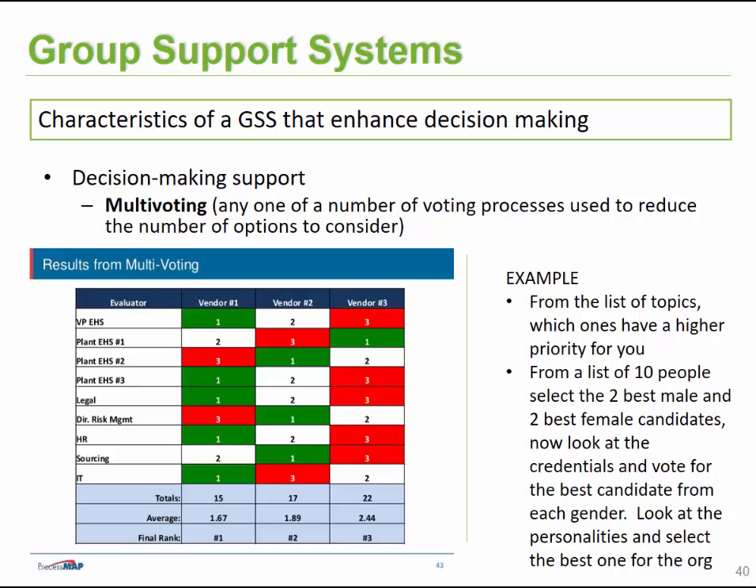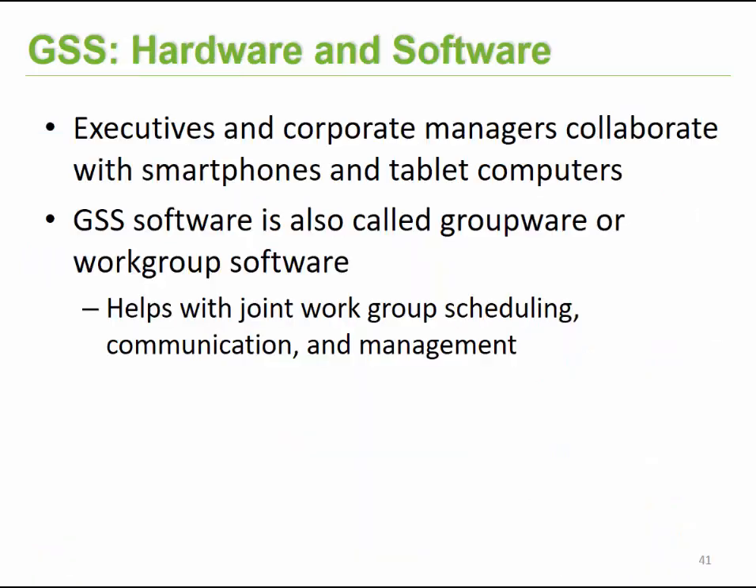Now, if we look at the hardware and the software associated with group support systems, we would find that in most cases, because people are mobile, our executives and corporate managers typically use smartphones and tablet computers. So you might find that there are various apps and programs that they need to access through their mobile devices. On the software side, we need to work with groupware or workgroup software. This is typically software that helps you with group scheduling, communication, and management.